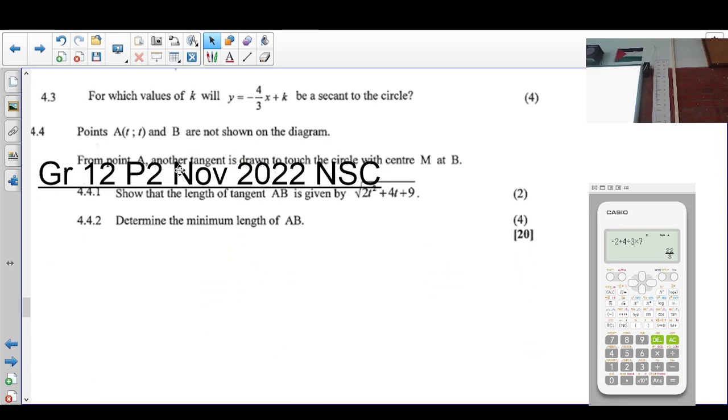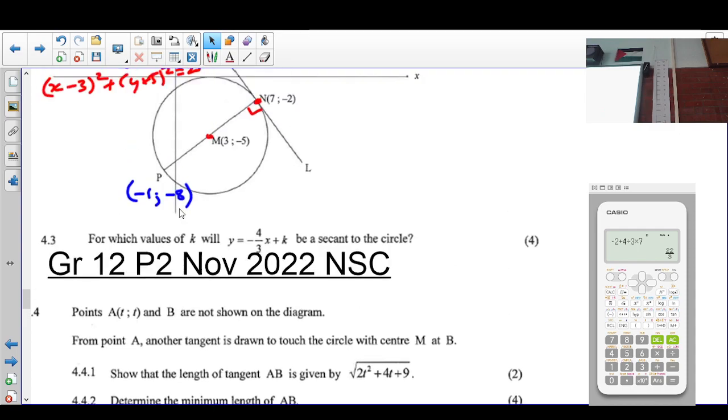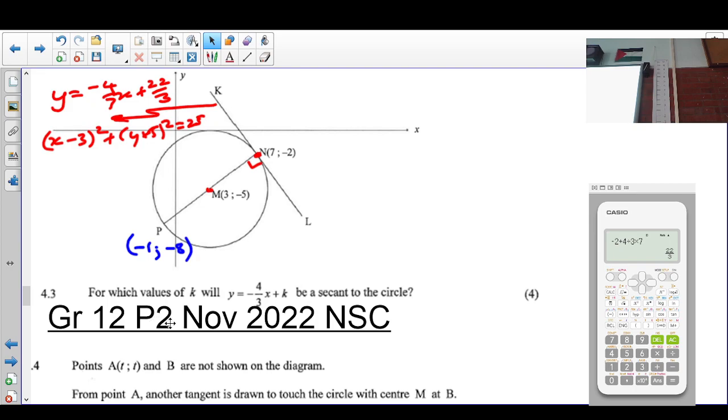In 4.3, we are now told that for which values of k will y = -4/3 x + k be a secant to the circle. Now, a secant to a circle is a line that's going through the circle, that's cutting the circle at 2 points. Okay. So, if you do the comparison with y = -4/3 x + k and the tangent, you'll notice that it has the same gradient. Which means to say that this line that they're talking about is parallel to that line.